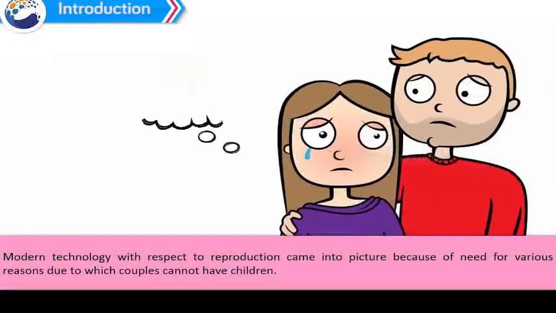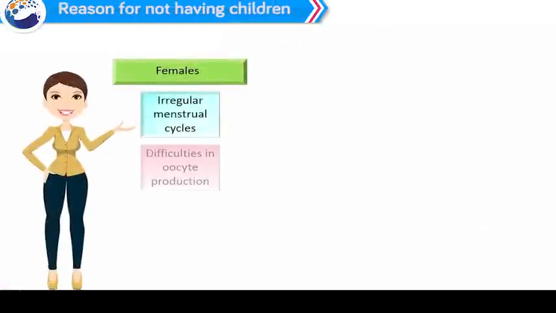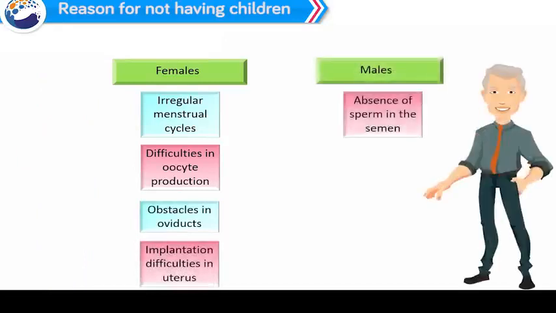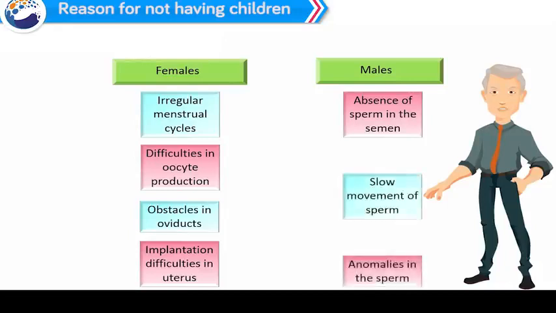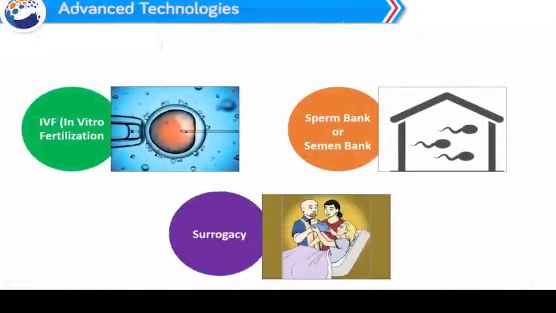Modern technology with respect to reproduction came into picture because of need for various reasons due to which couples cannot have children. Reasons for this can be, in case of females, irregular menstrual cycles, difficulties in oocyte production, obstacles in oviducts, implantation difficulties in uterus, and many more. In case of males, absence of sperm in the semen, slow movement of sperm, anomalies in the sperm. With the use of advanced medical help like IVF, Sperm Bank or Semen Bank, surrogacy, these issues can be solved.